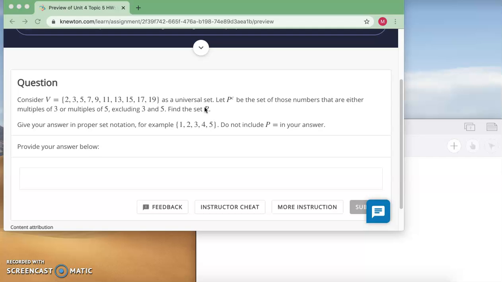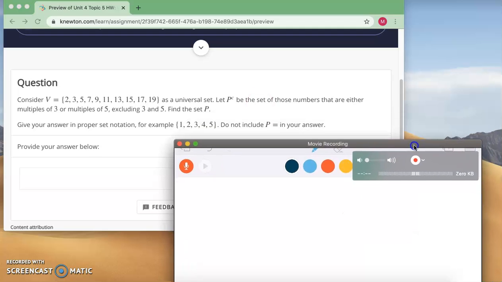All right, so we're gonna first find P complement. We are told that P complement is the set of those numbers that are either multiples of 3 or 5, excluding 3 and 5. So 2 is not one of those, 3 and 5 are not those. 7 is not a multiple, but 9 is a multiple of 3. 11 is not. 13 is not. 15 is a multiple of 5. 17 and 19 are both not multiples of 3 or 5. So the complement is only 9 and 15.